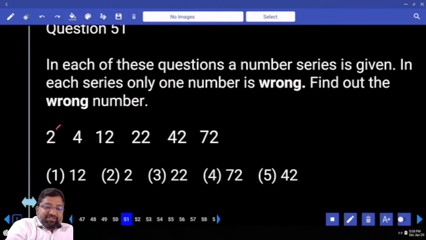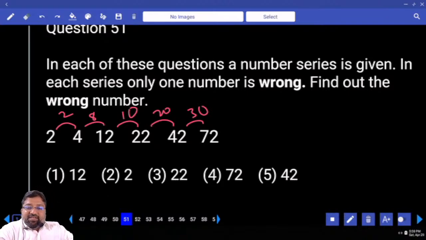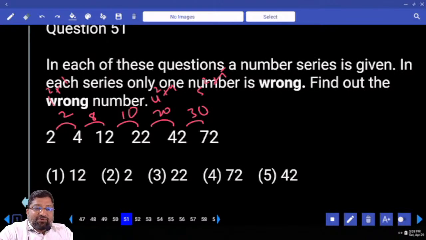So what's the difference? 2. What's the difference? 8. How much is this? 10. 10, 20, 30. Any guesses? None. Now listen. This 20 can be written as 4 square plus 4. This is 5 square plus 5. If I go with the same logic, 2 is 1 square plus 1. What should be the next number?